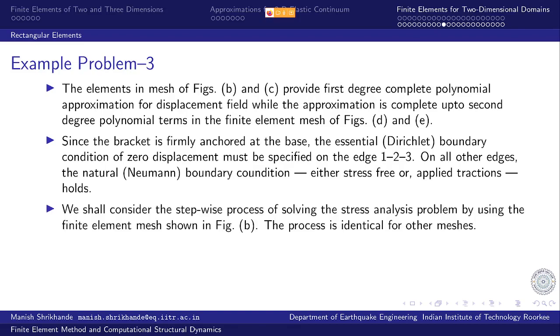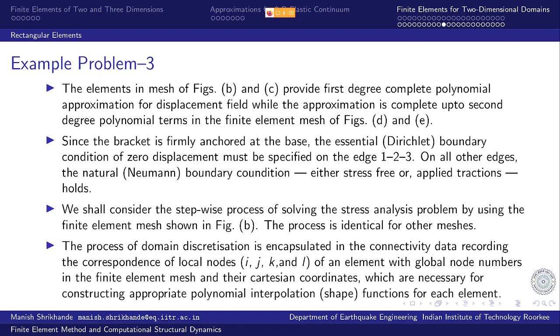Now we shall consider the stepwise process of solving the stress analysis problem by using the finite element mesh shown in figure B, that is using the 4-node rectangle and 3 4-node rectangles and 1 3-node triangle. The process is of course identical for all other meshes, it's just the number of variables and number of elements that keeps on changing. That is for the computer to worry about.